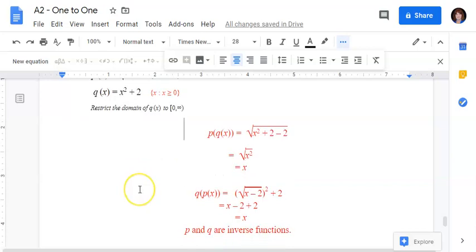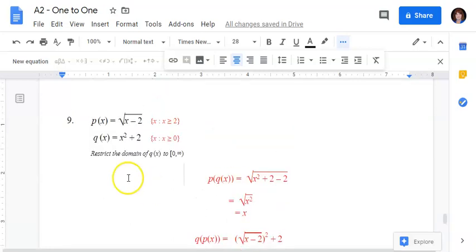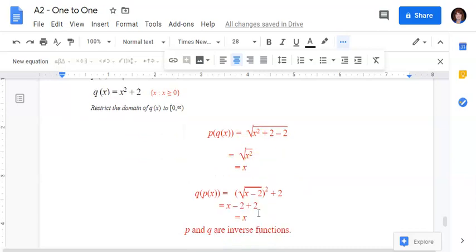So next I did the composition of functions. To do that, we'll take the function q of x, which is x squared plus 2, and we'll replace the x in the p of x with x squared plus 2. When you do that, the plus 2 and the minus 2 have a sum of 0, so you get the square root of x squared, which is actually plus or minus x, but we're only using the positive values for x here, so we'll say x.